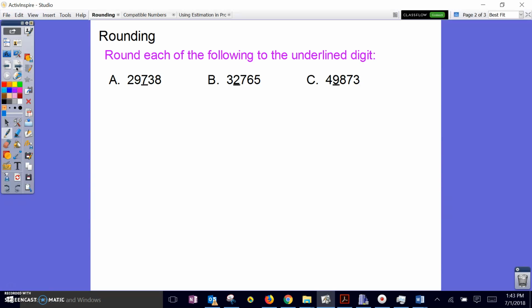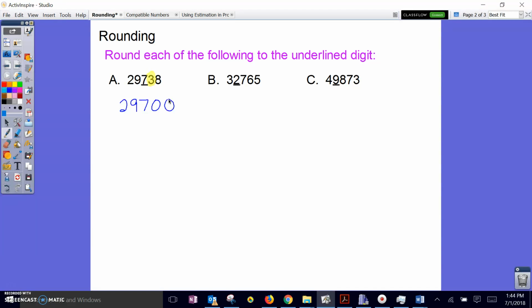Okay, a few quick examples. In these examples, we're going to round to the underlined digit, so it's easy for us to find our rounding digit. Our rounding digit in this first example is the underlined 7, so we only look at the digit immediately to its right, 3. That is a 4 or below, and so we're going to leave the rounding digit the same. Everything to the left stays the same, and everything to the right becomes 0, and so we round that off to 29,700.